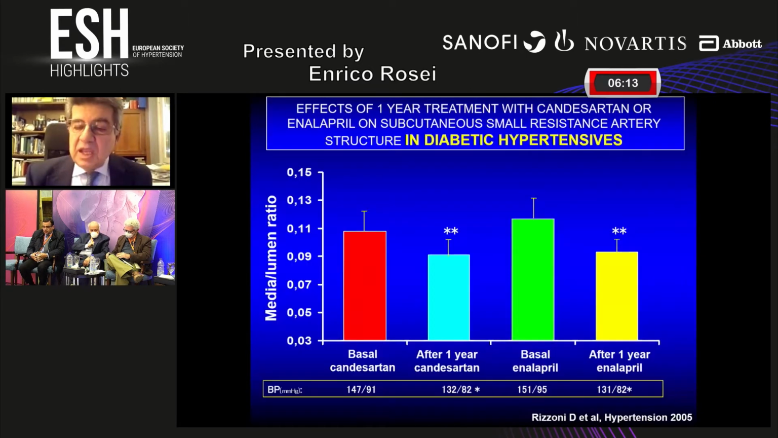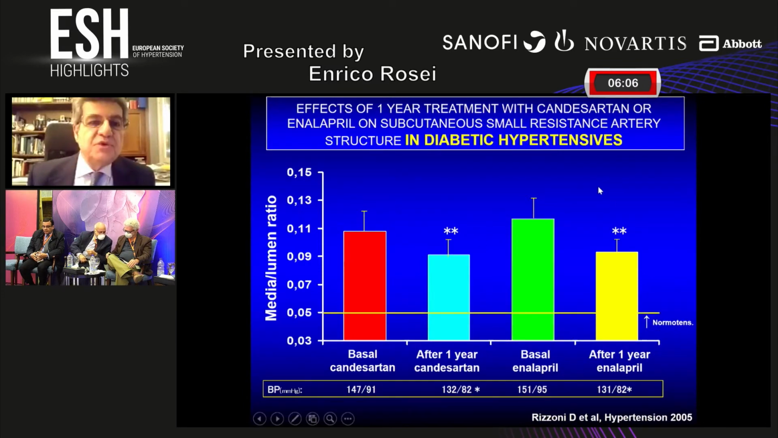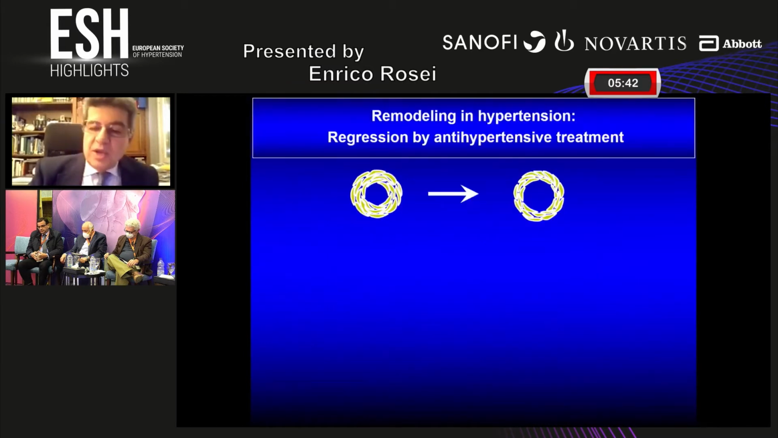In diabetes, RAS blockers may reduce the structural alteration, the wall-to-lumen ratio, but were not able to normalize the structure. In this condition, as you might remember, there is hypertrophic remodeling, a greater alteration of the structure, and this is very difficult to regress, and very difficult, if not impossible, to bring to within normal limits.